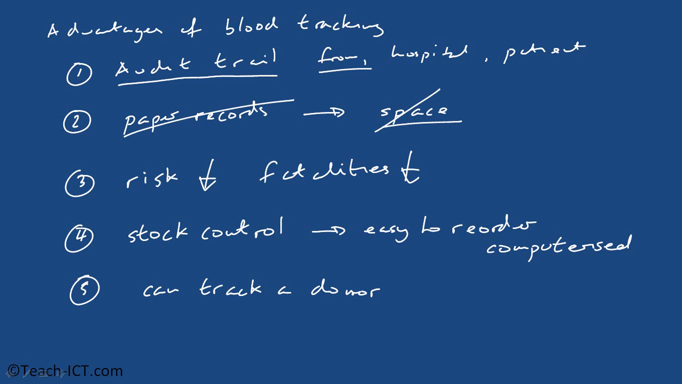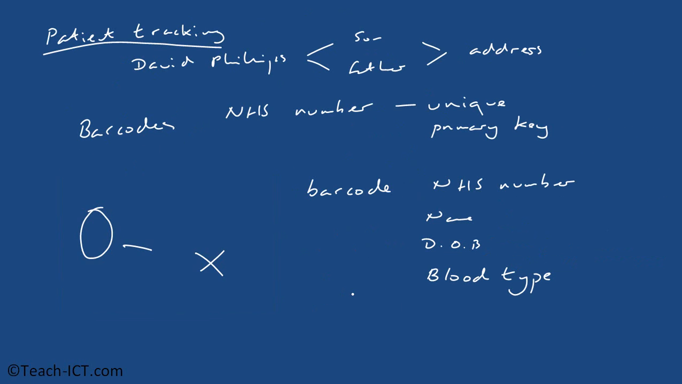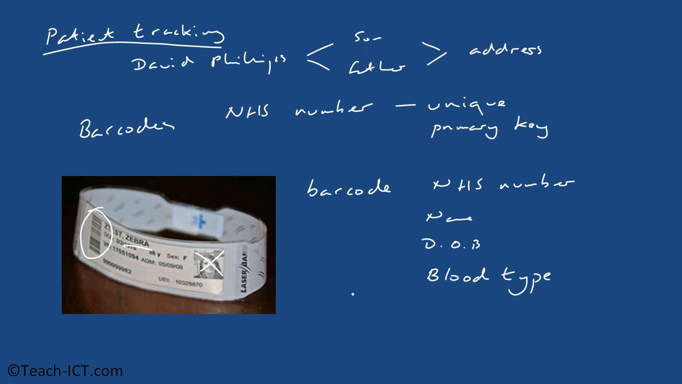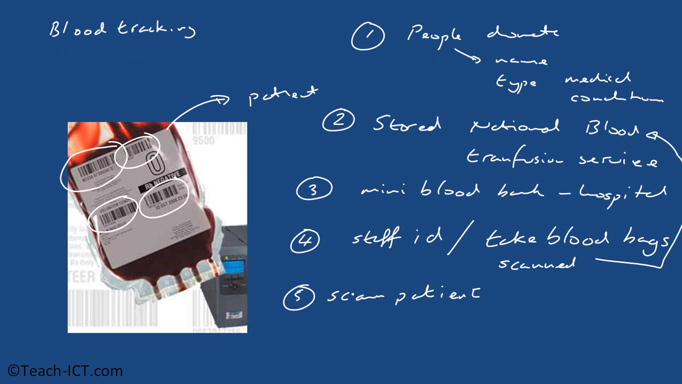Well, that's pretty much it. I hope that's all made sense to you. Let's have a quick recap on this one. Start off with patient tracking. We now have wristbands in the National Health Service. The wristband contains the barcode, and the key field, the most important field, is your NHS number, which is stored in there. Blood tracking is quite simply the idea that people donate blood.